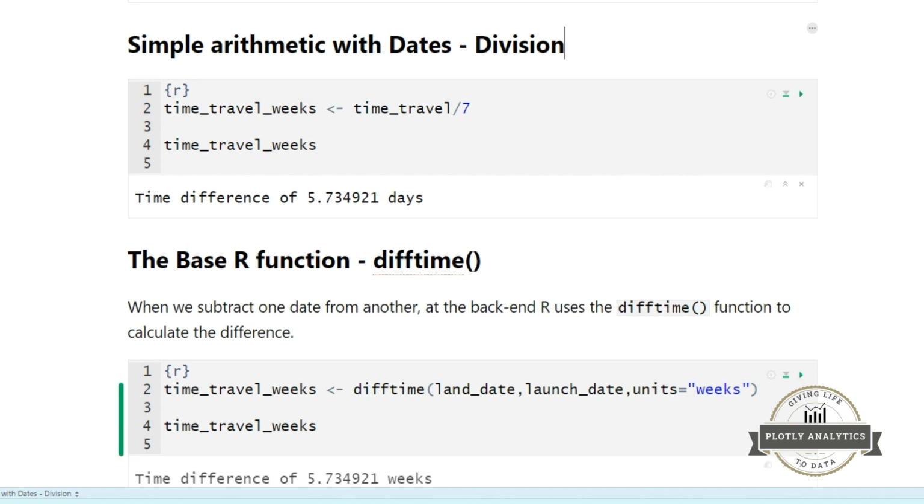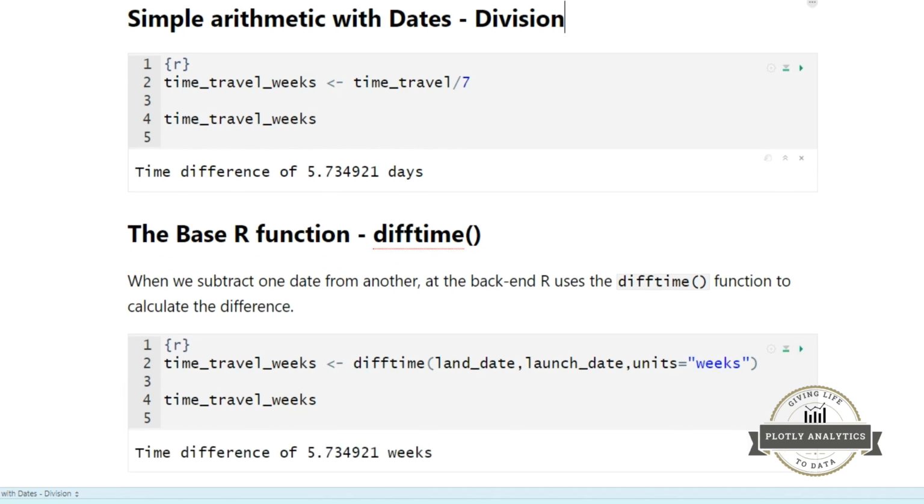So after using this function, we get the answer. We get the same answer, but the unit of time is changed from days to weeks.